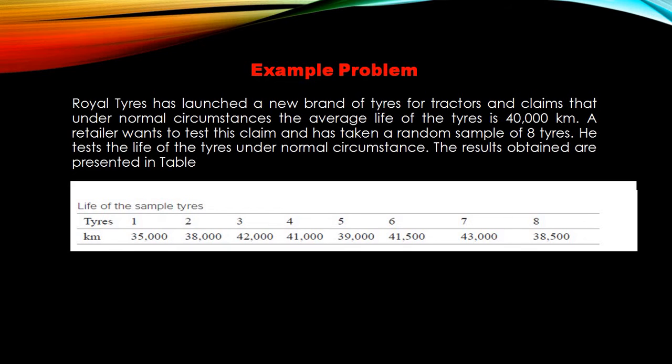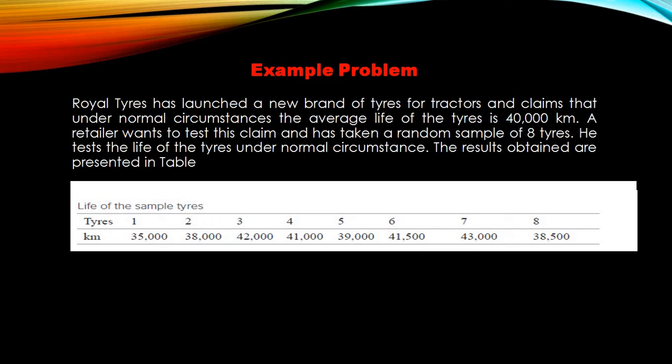This is an example problem provided to you. Royal Tyres has launched a new brand of tires for tractors and claims that under normal circumstances the average life of the tire is 40,000 kilometers. A retailer wants to test this claim and has taken a random sample of 8 tires. So 8 is the sample size, that is n, which is less than 30. He tests the life of the tires under normal circumstances. The results obtained are presented in the table.